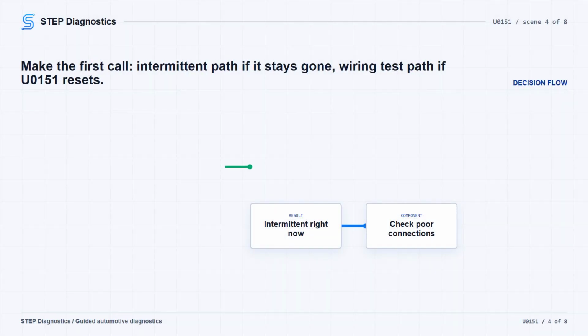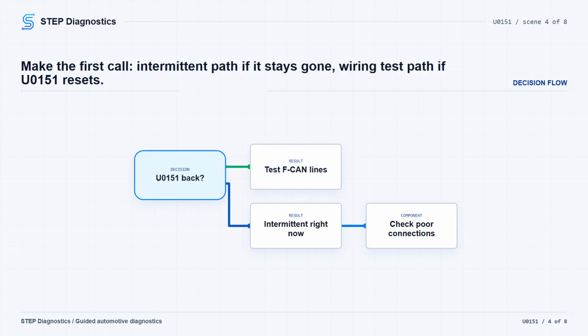If U0151 does not reset, treat it as an intermittent failure. The system is okay at this time, so concentrate on loose or poor connections. If U0151 is indicated again, move into the FCAN line check between the gauge control module and the SRS unit.